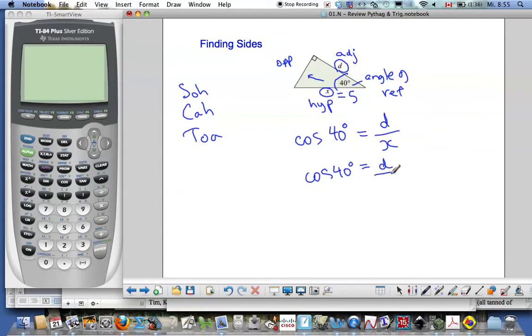We're going to put 5. Now let's solve. Okay, now is the easy bit. You guys have the algebra skills for it. To isolate this, you just multiply both sides by 5. Both sides by 5, okay?